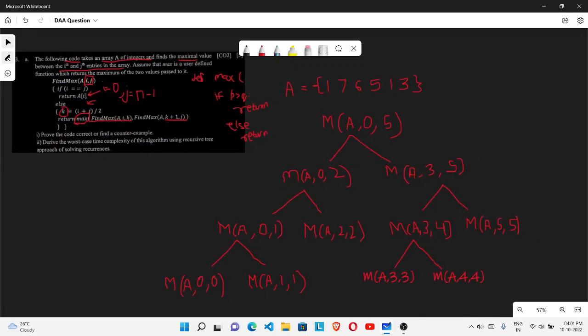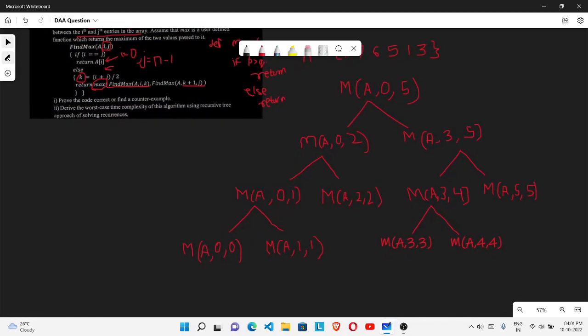And in this one also, a comma 3 comma 5. So for 3 comma 5, k will become (i plus j) by 2. So 8 by 2, which is 4. So k becomes 4 and i is equal to 3. And so k plus 1 becomes 5 and j is anyway 5. So this is how these two functions are called.